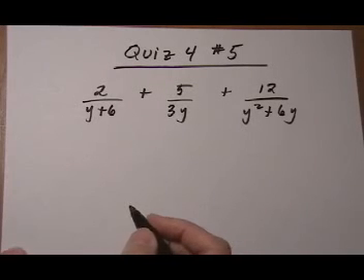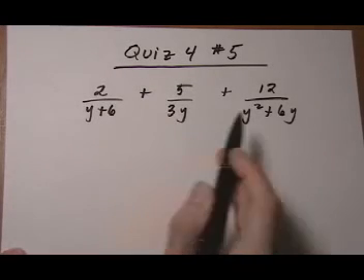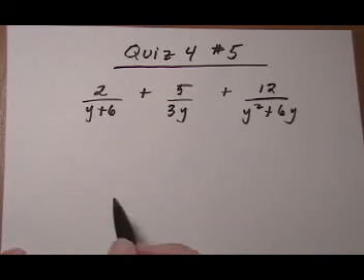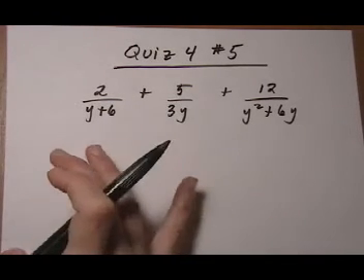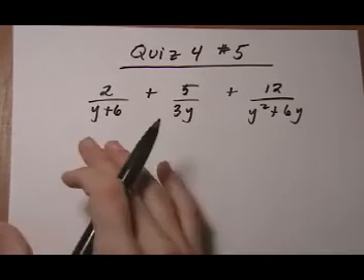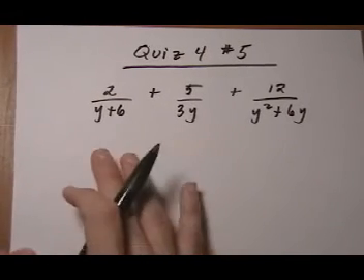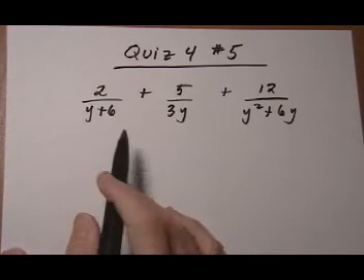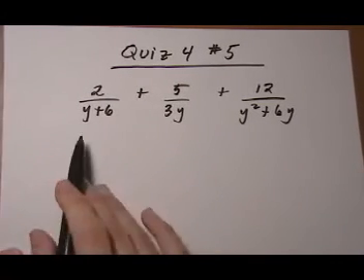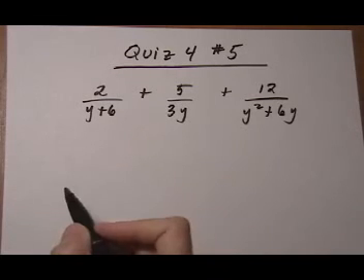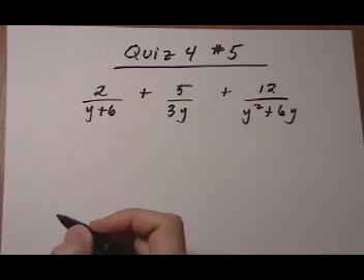Quiz 4, number 5. Here we have three algebraic fractions or rational expressions being added together. So just like in arithmetic, when you have three fractions being added together without any variables in them, we want to use the same process. We want to find common denominators, then we want to make each fraction have the common denominator as its denominator, and from there you add across the numerators, keep the common denominator, and make one single fraction. And we're going to also want to try to do any canceling out we can here.